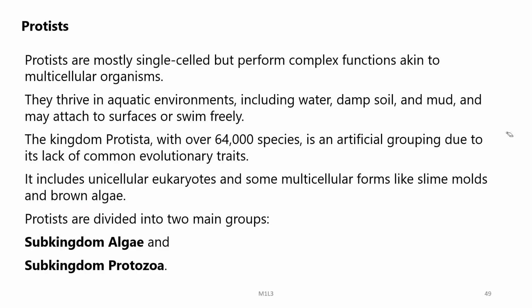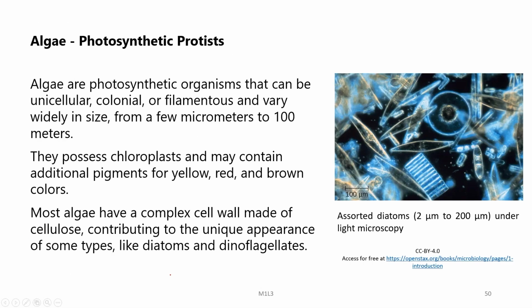Protists are divided into two main groups, the algae and protozoa. Algae are photosynthetic protists. They can be unicellular, colonial or filamentous and vary widely in size from a few micrometers to 100 meters. They possess chloroplasts and may contain additional pigments for yellow, red and brown colors. Most algae have a complex cell wall made of cellulose, contributing to the unique appearance of some types like diatoms and dinoflagellates. So, here you can see assorted diatoms, 2 micron to 200 micron, under the light microscopy.